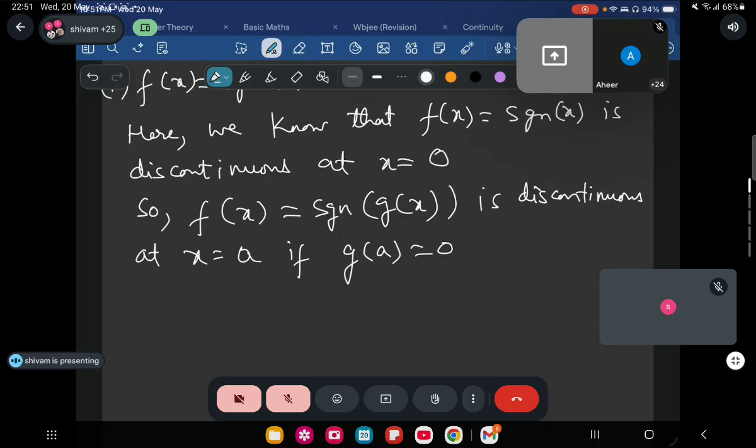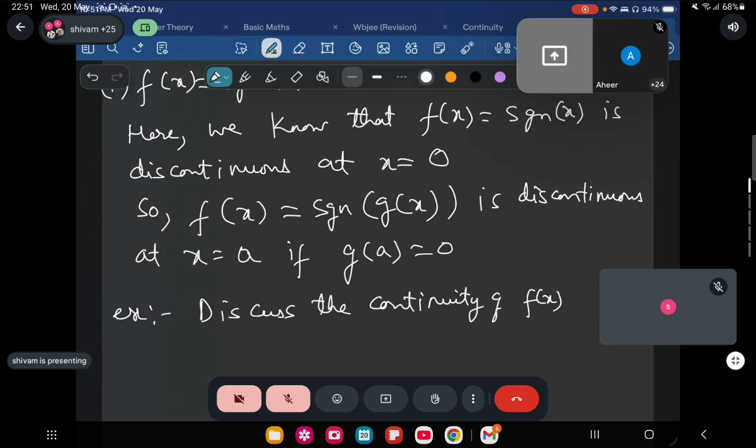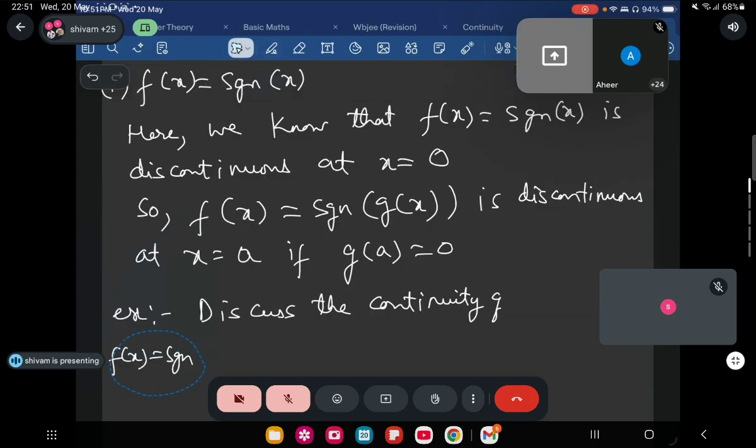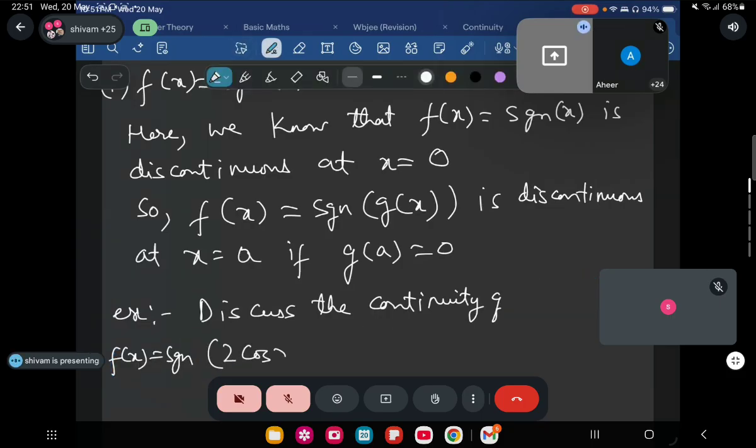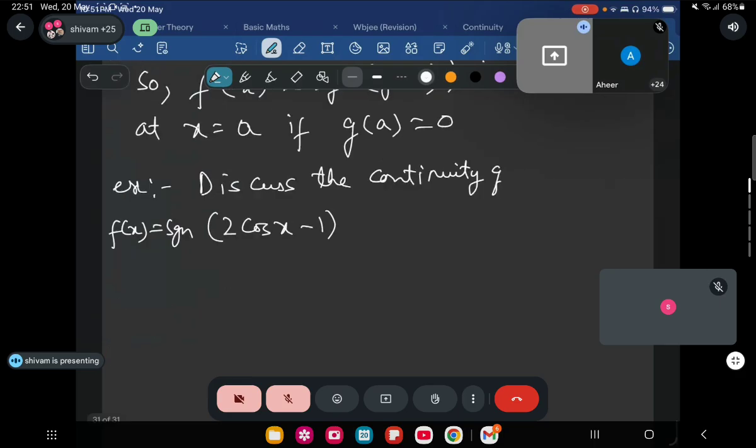Okay, for example, discuss the continuity of f of x equal to signum function of 2 cos x minus 1. Can anyone tell me where it is discontinuous? Tell me, raise your hand. Where is this function discontinuous?